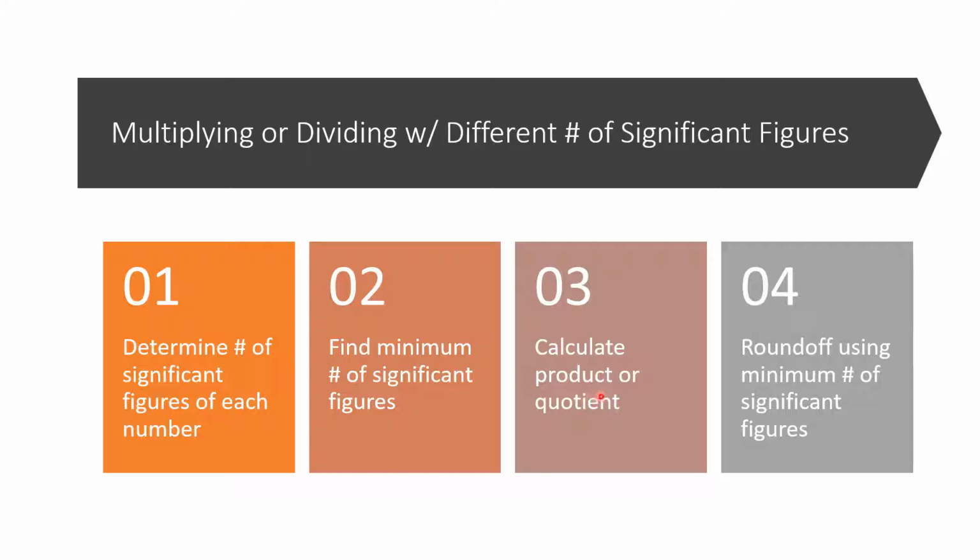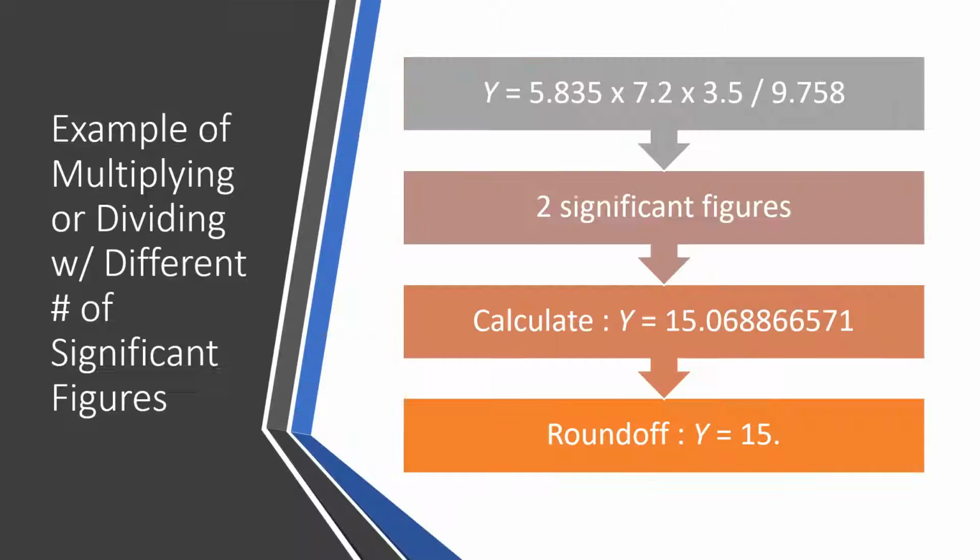Then you calculate the product or quotient, in other words, either multiply or divide, using all of the digits in all of the numbers. And finally, you're going to round off using that minimum number of significant figures. So in the example I just described, where you had 4, 3, and 2 significant figures in 3 different numbers, we're going to use that 2, and we're going to round off our answer to 2 significant figures.